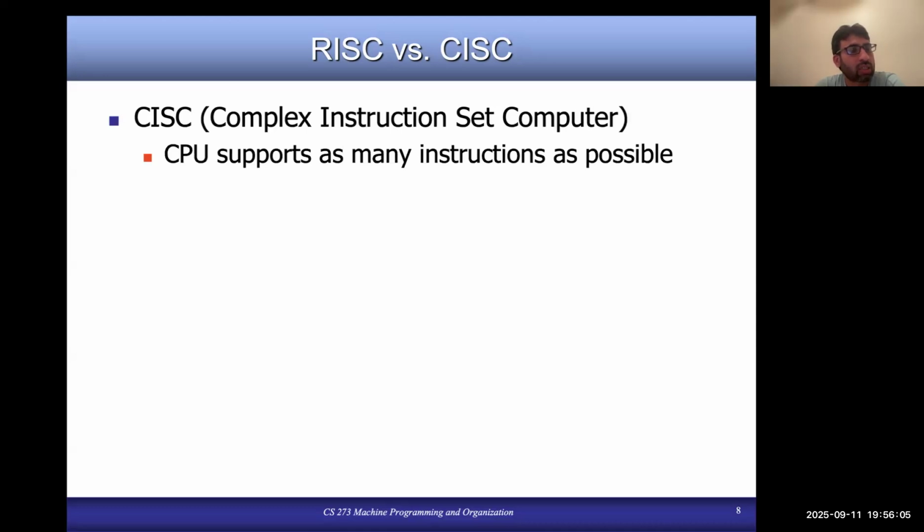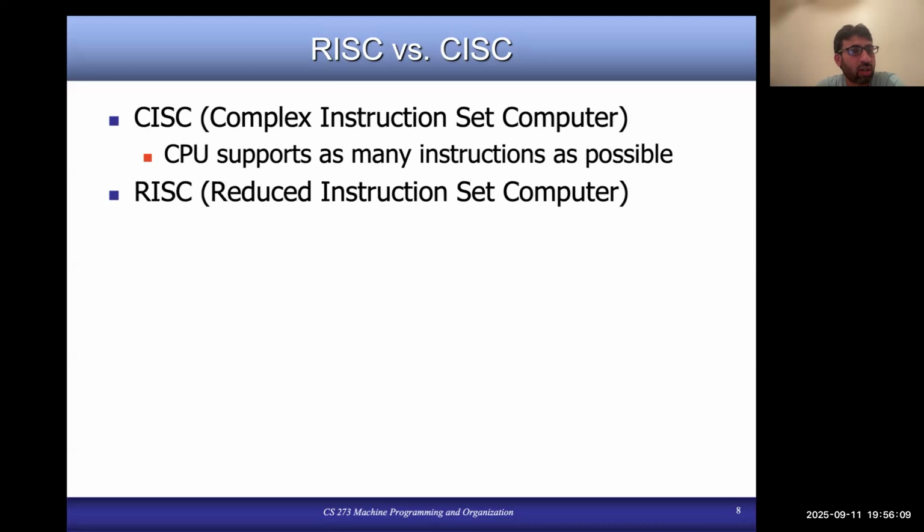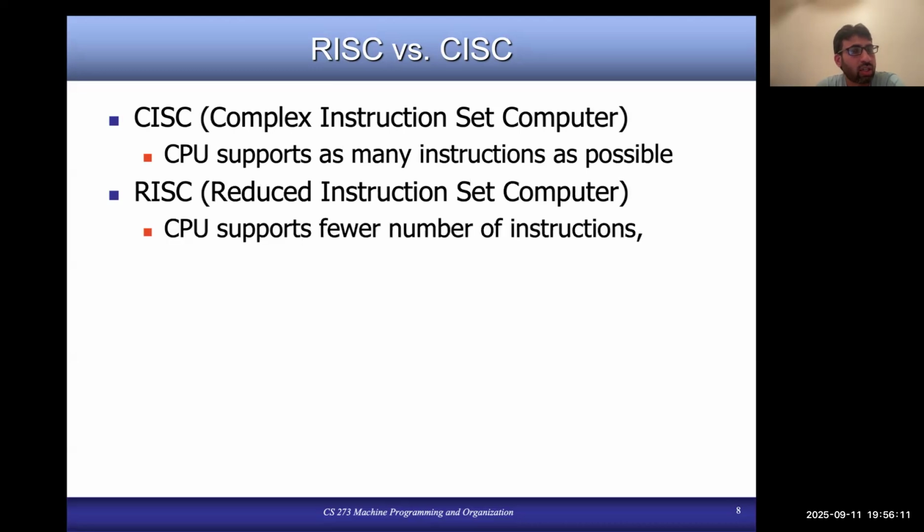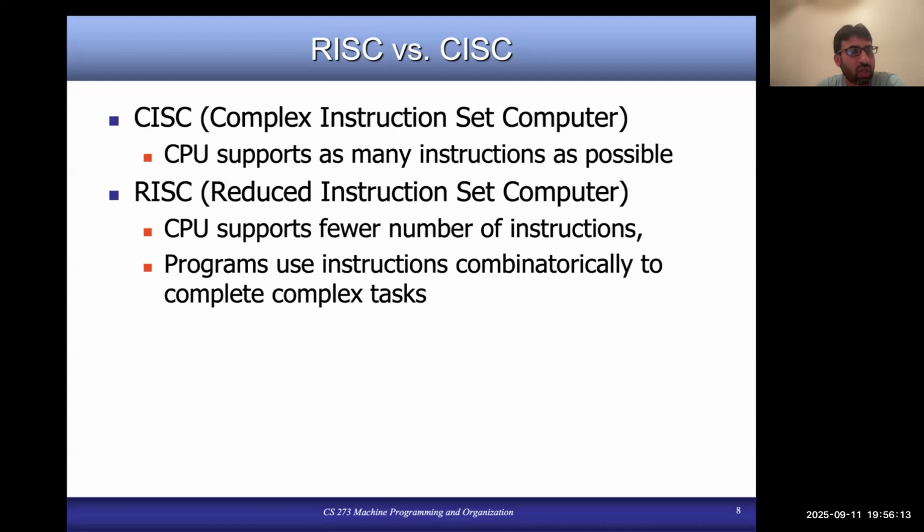A complex instruction set computer supports as many instructions as possible. On the other hand, RISC supports a fewer number of instructions, and programmers use those fewer instructions to complete complex tasks. Let me see if there is an example. There is no example, so let me explain. What do we mean by having as many instructions as possible, and what do we mean when we say that RISC can use fewer instructions to complete the task?